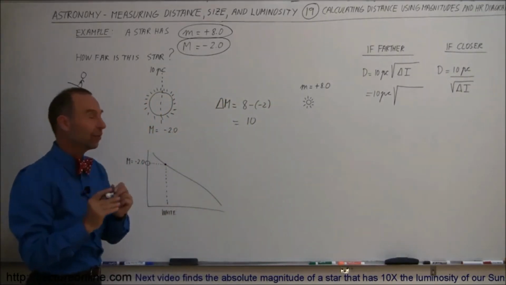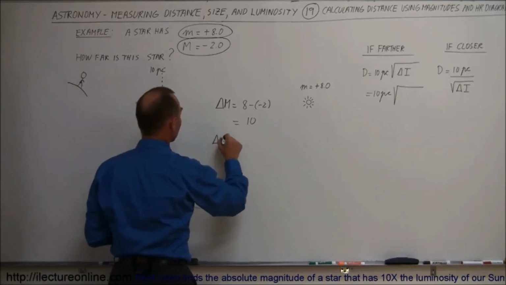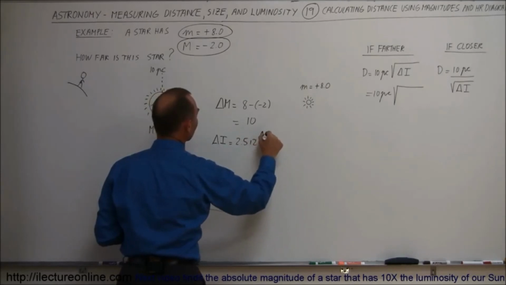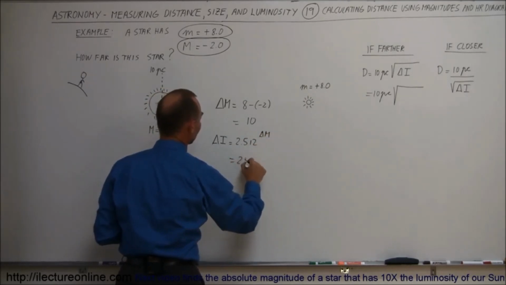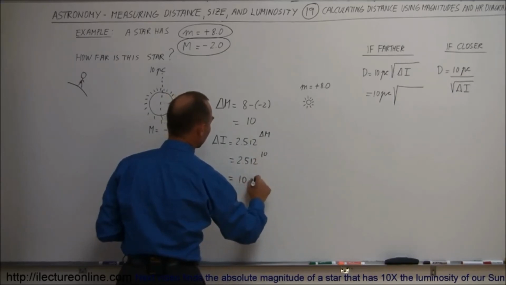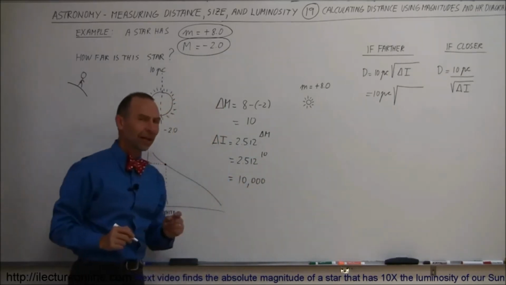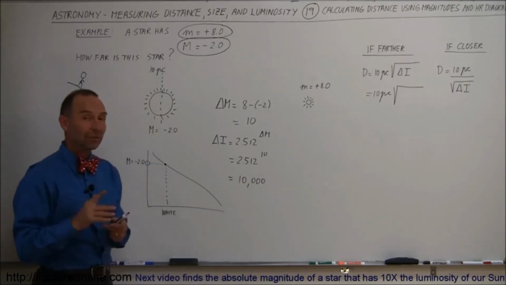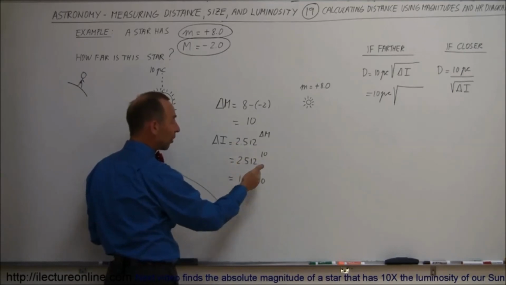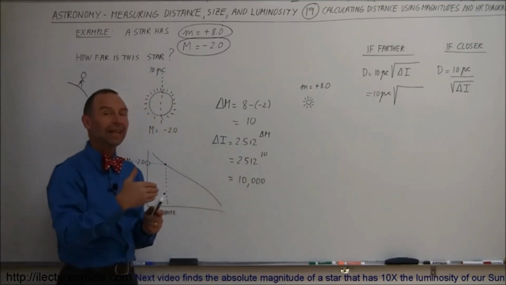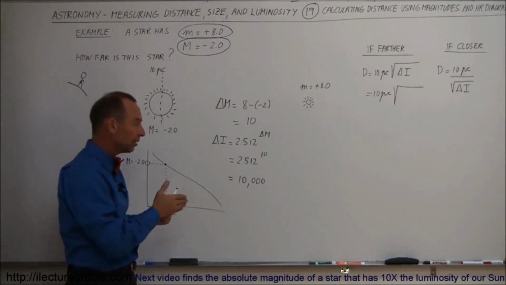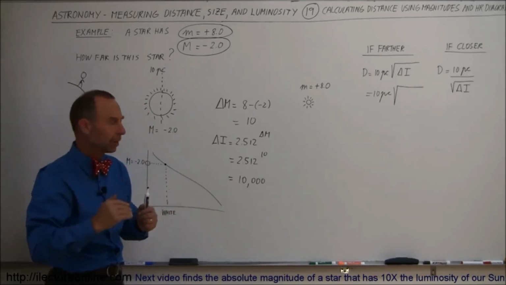So then you find the difference in intensity. The difference in intensity is equal to 2.512 raised to the difference in the magnitude. So in this case, it's 2.512 raised to the 10th power, which is equal to 10,000. Wow. How did I figure it out without a calculator? Well, it turns out that for every 5 magnitudes, it's a difference of 100. So for 5 magnitudes, it's 100. For 10 magnitudes, it's 100 times 100, so it would be 10,000. For 15 magnitudes, it would be 100 times 100 times 100, which would be 1,000,000.